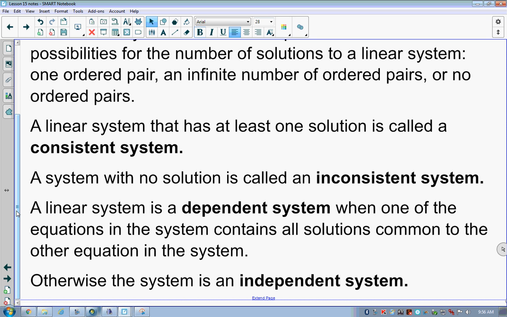All right, so we can see from this that two lines that overlap is going to be a consistent dependent system. Otherwise, the system is independent, meaning that if I'm crossing one time, it's going to be a consistent independent system. And no ordered pairs is going to be an inconsistent independent system. I think I've got all that right. We do have a chart to make sure that I'm not wrong.